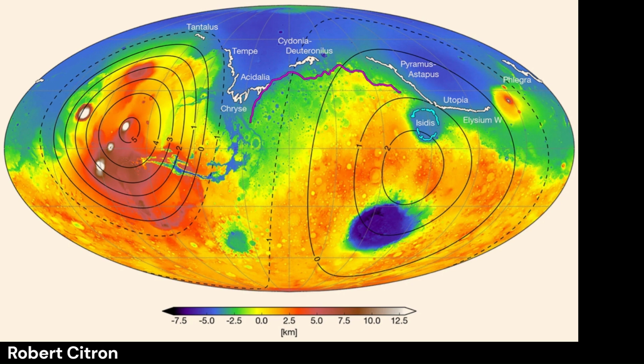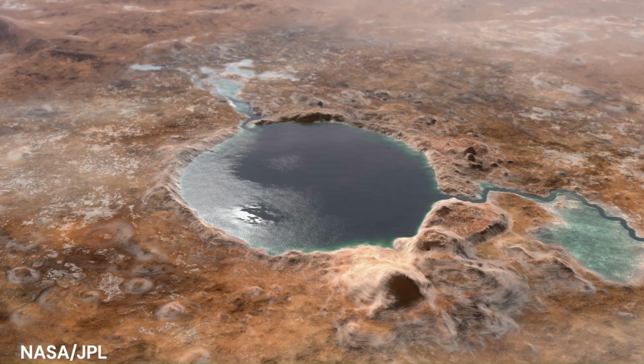It's currently unknown whether or not the Deuteronilus Ocean extended into the Isidis Impact Basin, but we are certain that the water which filled the Jezero crater was its own separate body.